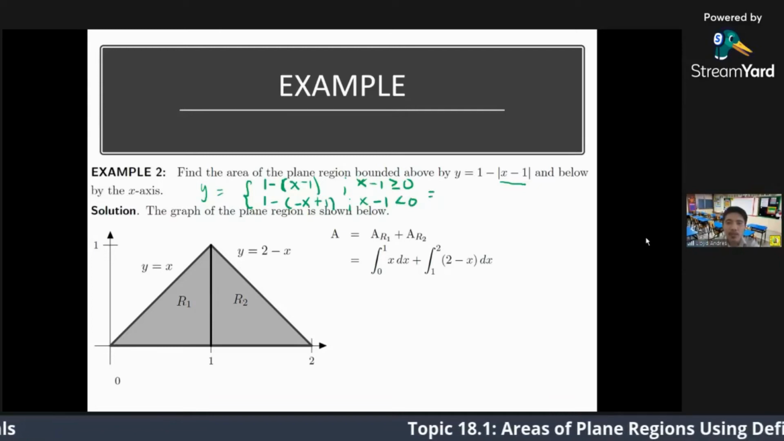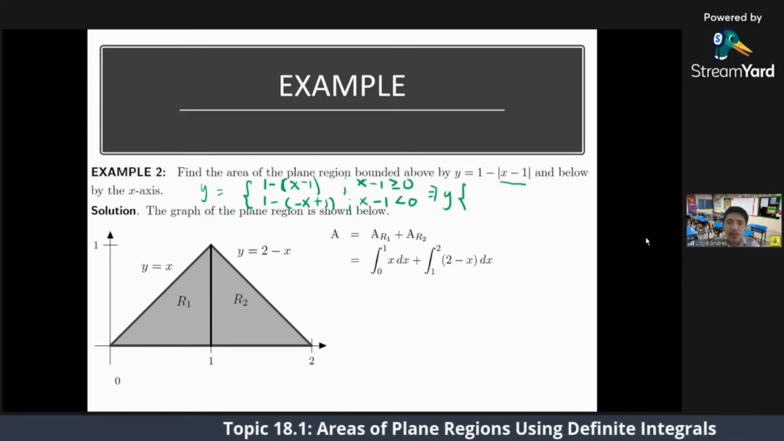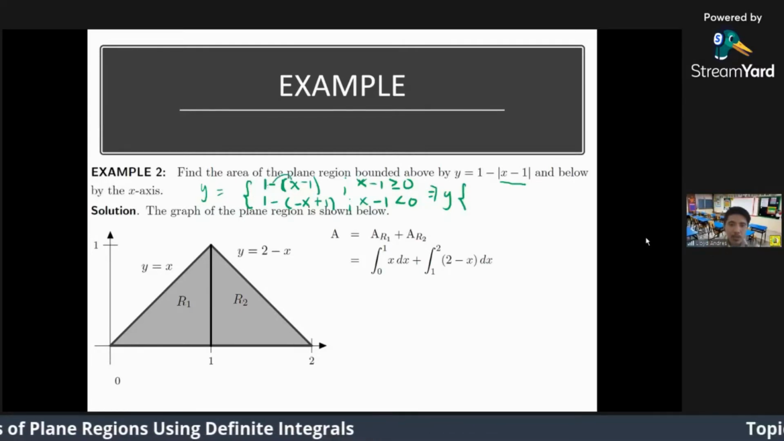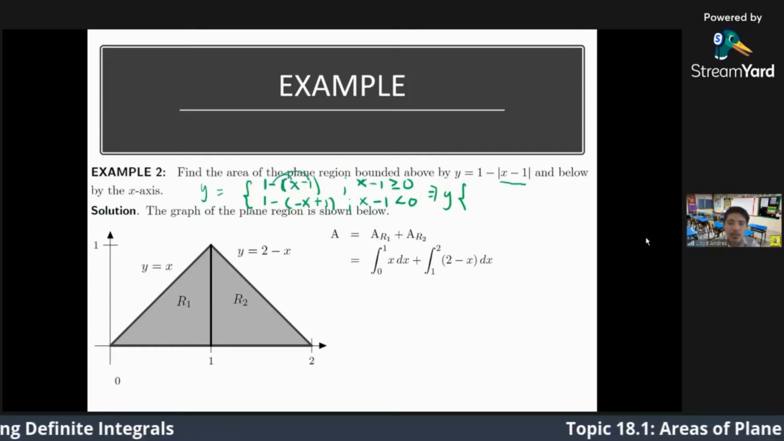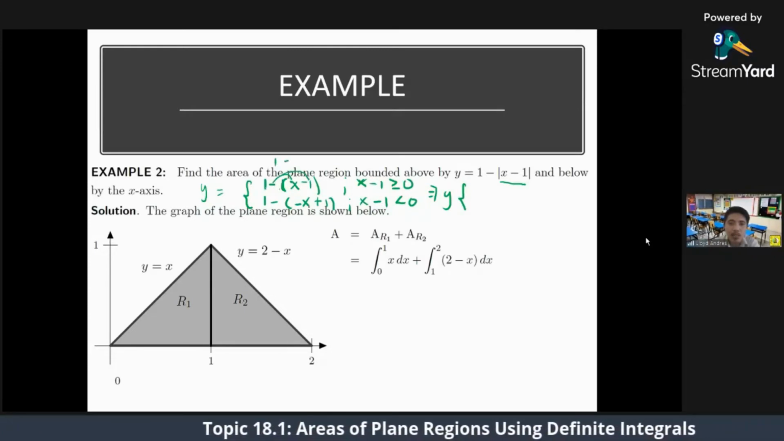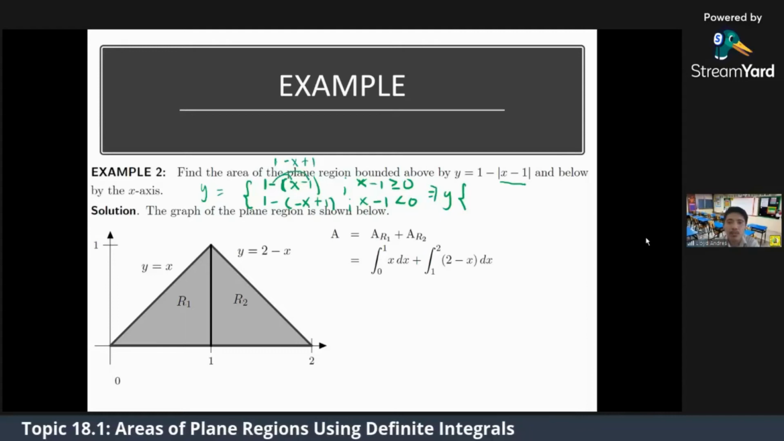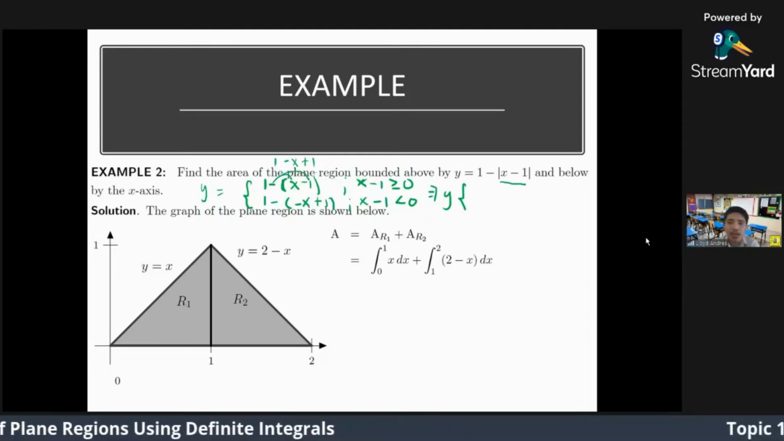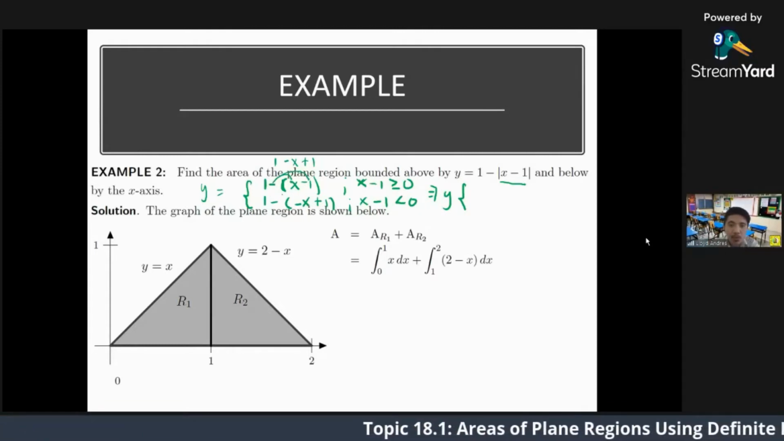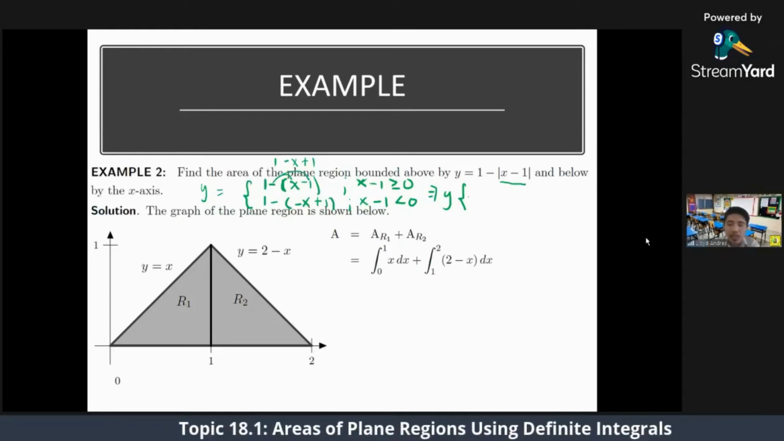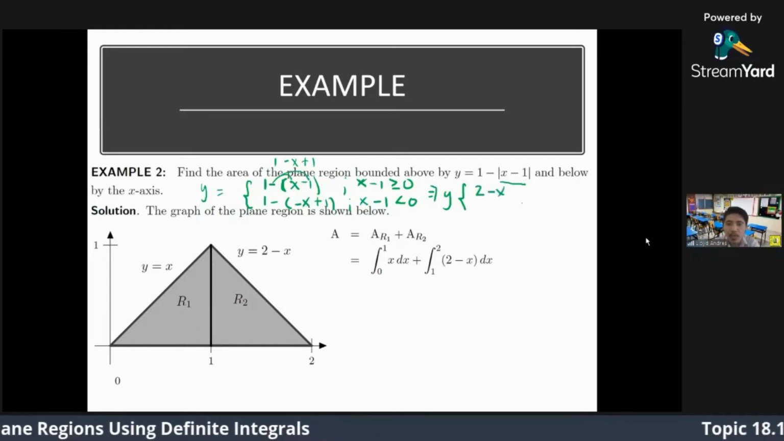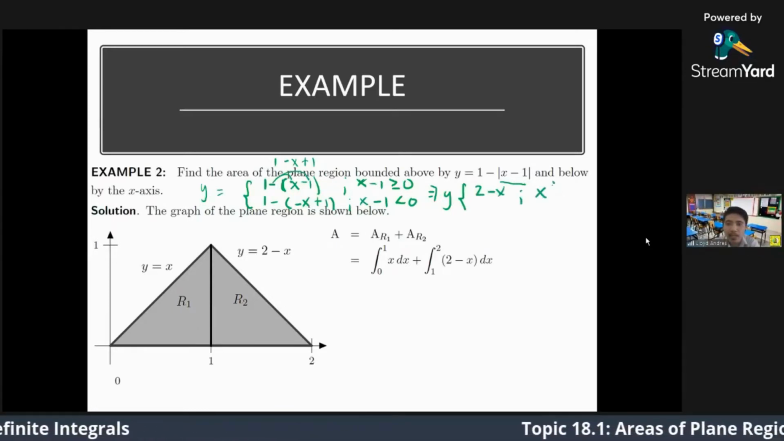Then, we simplify further. We distribute the minus, so that becomes 1 minus x, plus 1. So that is 1 minus x plus 1, which becomes 2 minus x. And that is if x is greater than or equal to 1.